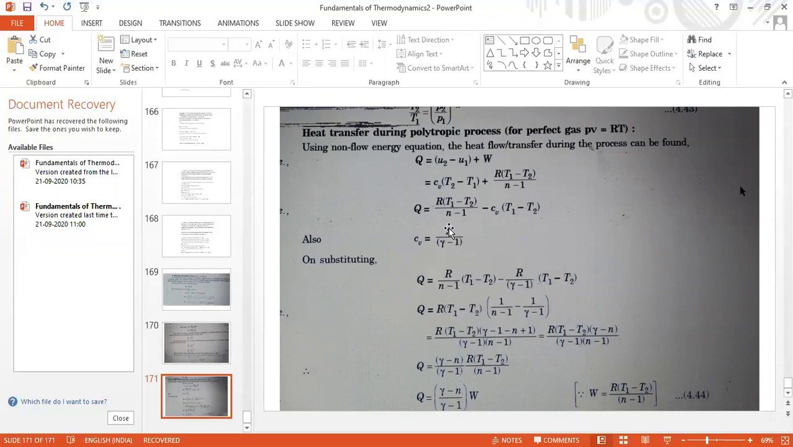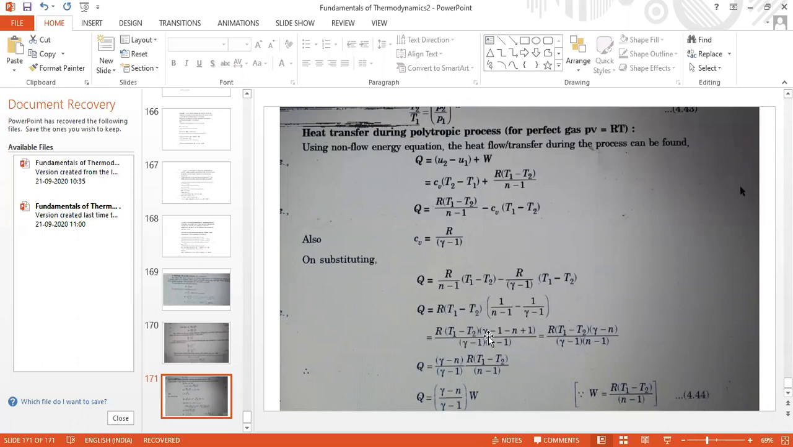In this way, you may raise a doubt, why is it written so? This is to make the equation simplified. See, if CV is kept as it is, it cannot be simplified. And if it is written in terms of R, here R is there, here R is there, and the term R multiplied with T1 minus T2 can be kept outside. If it is kept outside, we can write this as 1 by n minus 1 minus 1 by gamma minus 1.